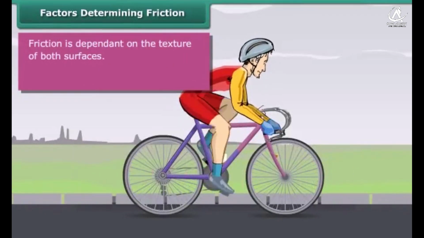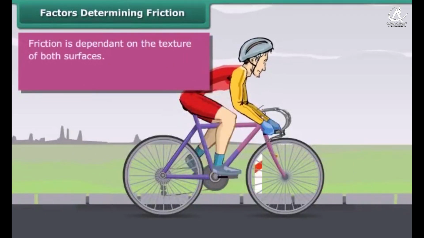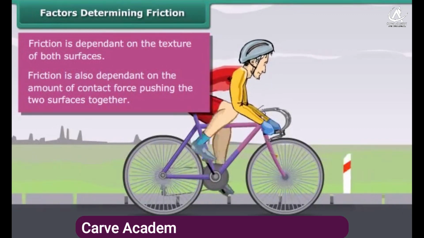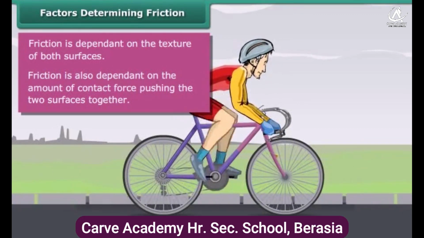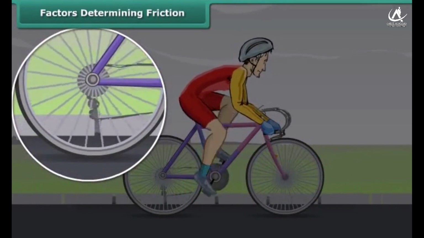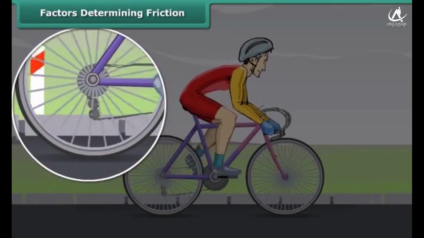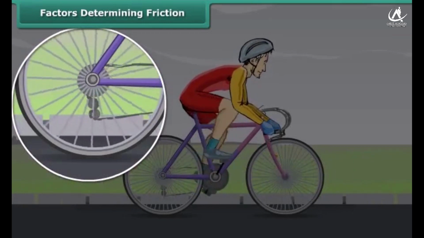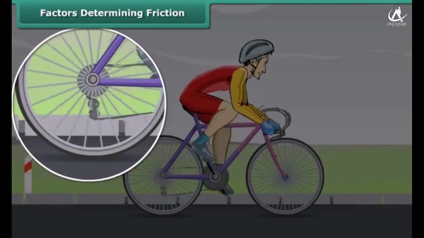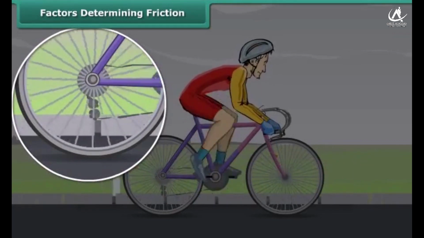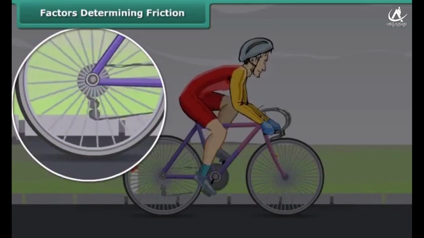Friction is dependent on the texture of both surfaces. Friction is also dependent on the amount of contact force pushing the two surfaces together. A simple answer to this is that while in motion, the tires of the bicycle are rubbing against the surface of the road. When two surfaces rub on one another, the force comes into play. This force acts in the direction opposite to the direction of motion. Thus, it slows down the motion and finally brings the moving object to a stop.